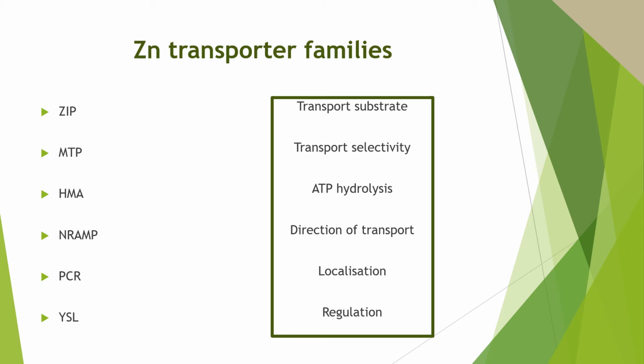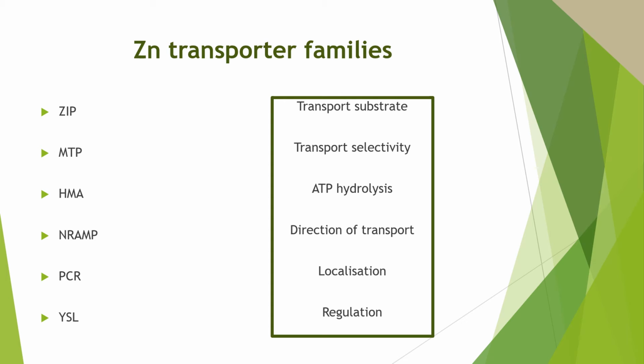So there's the transport substrate, i.e., is it transporting just zinc by itself? Is it transporting zinc complexed with nicotianamine, like some of the YSL proteins? Now, moving on to transport selectivity, is it just transporting zinc, or is it transporting iron and magnesium or manganese? IRT1 is a very popular ZIP in Arabidopsis, and it transports not just iron, but also zinc and also manganese. So when you upregulate it to try and increase iron uptake, you're also going to increase the uptake of zinc and manganese. And obviously this has biological consequences.